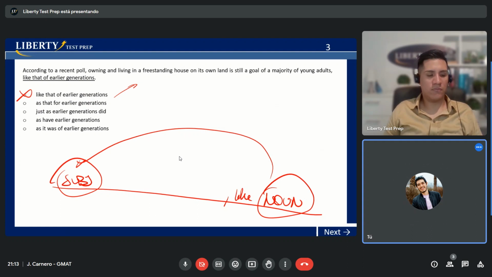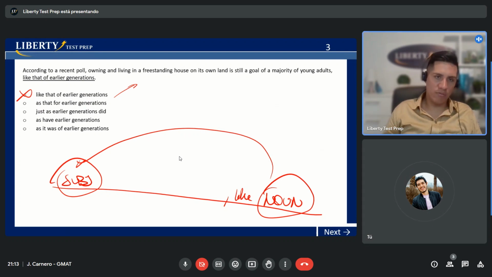In letter C, just as early generations did. Just as earlier generations did. Why is that wrong? Maybe because of "did". I don't know. So "did" is a modal verb, and the other one, "is", is the main verb. All right, that's why.